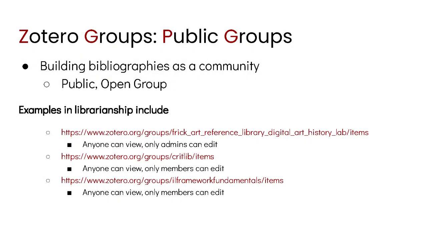Public open groups. These are the widest possible way of collaboratively building a bibliography as a community. So this is to develop a resource library for anyone to view and for anyone to contribute to. As Marie just demonstrated, there are a bunch of these out there in the library world. Some of them we have listed here, like the CritLib one, where it is fully open so that you can not only benefit from the research work of other people in your field, but you can then contribute back.